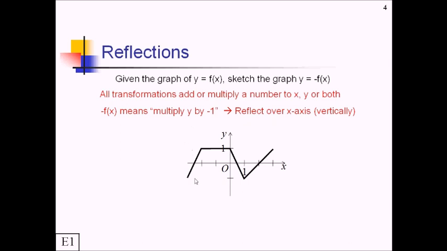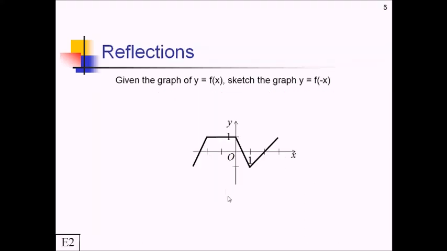So let's pick some corner points and go ahead and do that. So this point, for example, gets flipped up here. This point comes down here. Here's another corner. That'll go down here. This corner gets flipped up, and this point can go back down. And then just connect the dots.